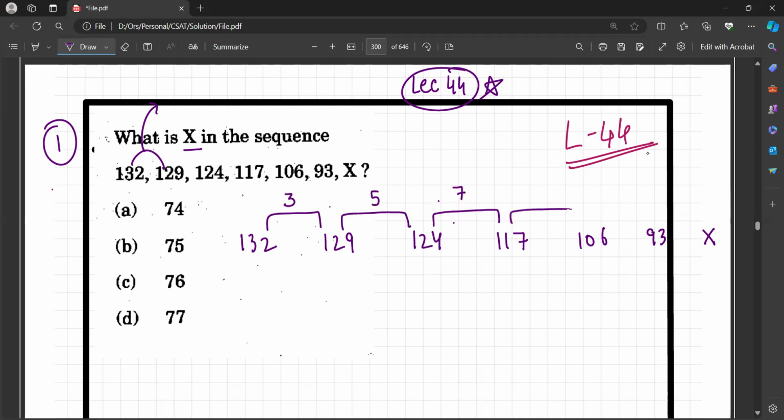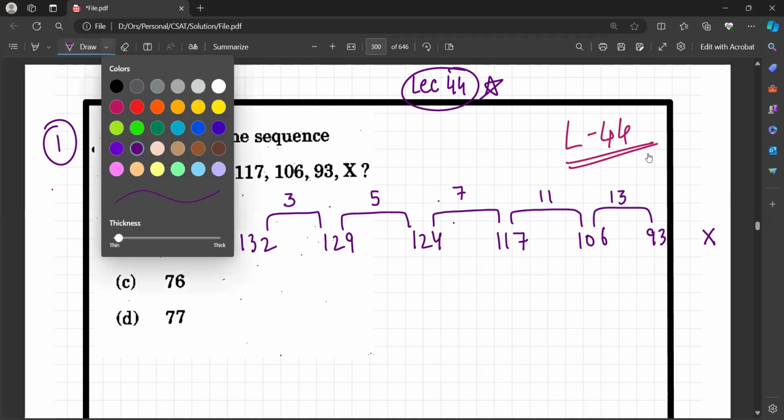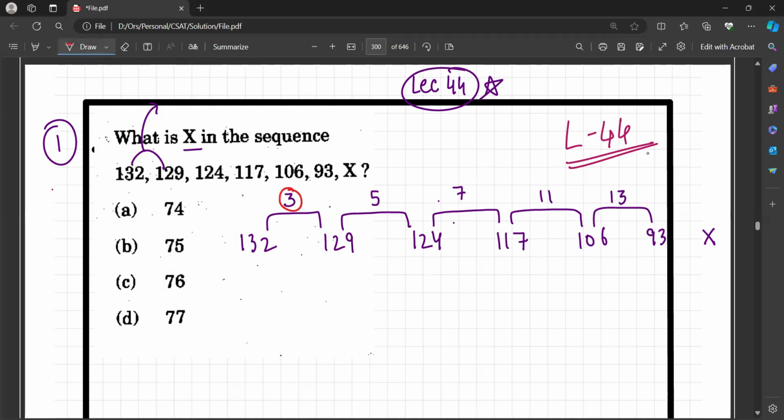यहाँ पे difference is 2. 106 और 117, the difference is 11. 106 and 93, the difference is 13. You can clearly identify this sequence. It is pretty basic here. 3, 5, 7, 11, 13. These are primes, prime numbers.